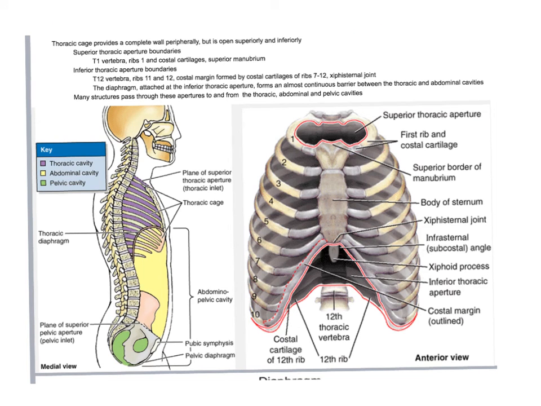Hi, these are the last slides for this section, and I would like to show you two different pictures. The one on the left is showing you the thoracic cage, which provides a complete wall peripherally. But remember that it's open superiorly and inferiorly. The superior aperture we call the thoracic inlet, or superior thoracic aperture. And the inferior is going to be called the inferior thoracic aperture.